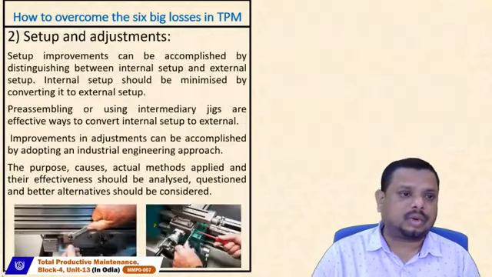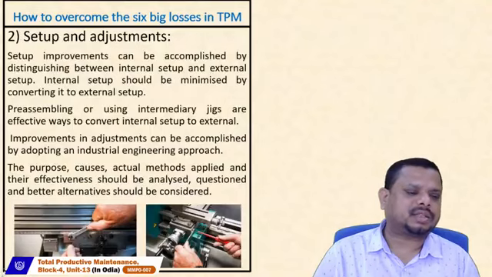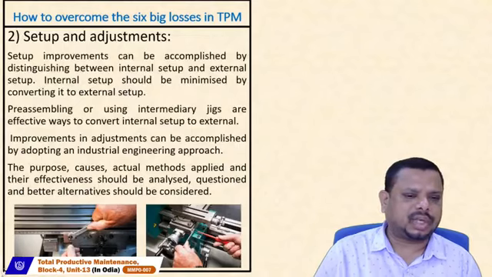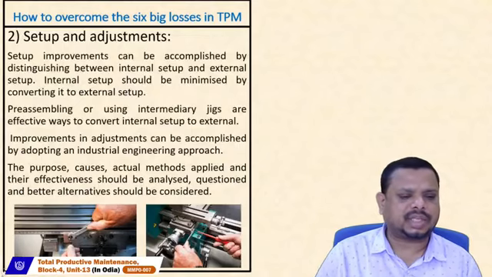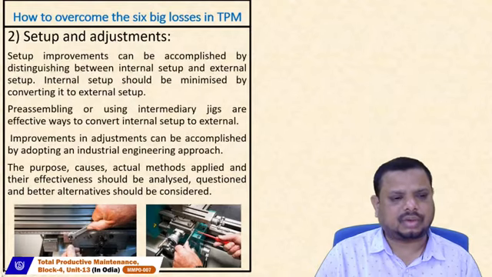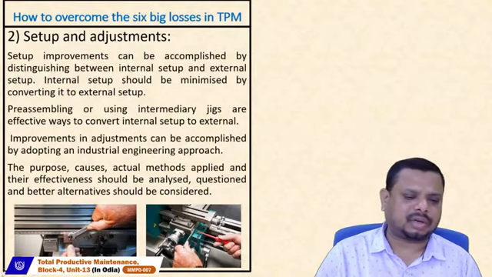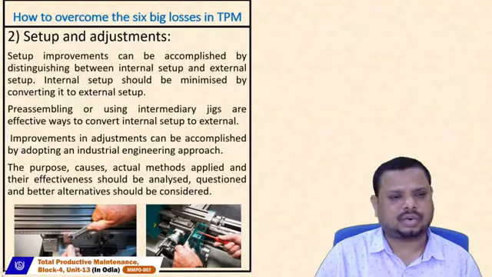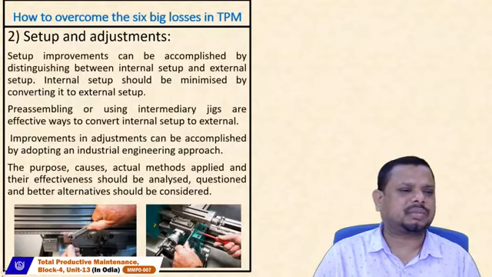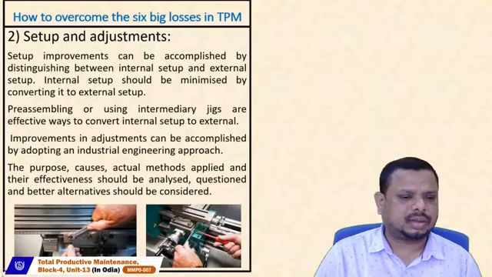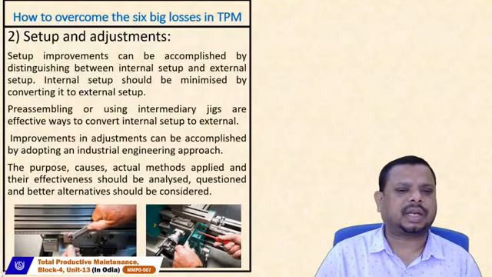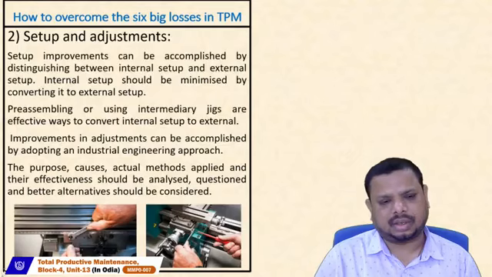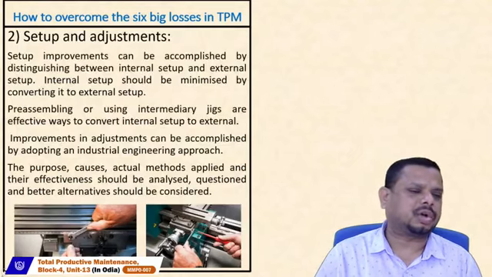Moving to the next one, setup and adjustment. If you observe this particular figure, during the starting of machines, a large amount of machine setup is required. The maintenance personnel use various spanners and tools for setup, and in some cases, after setup, they go for adjustments. If the adjustment is not done properly, it directly degrades the quality of your production output, or errors are included in the product.